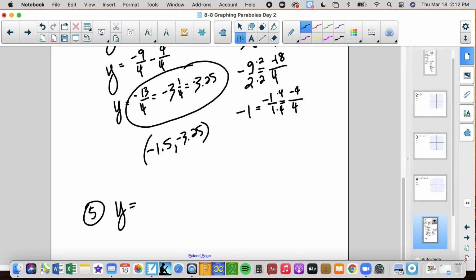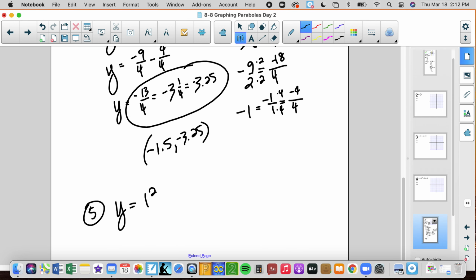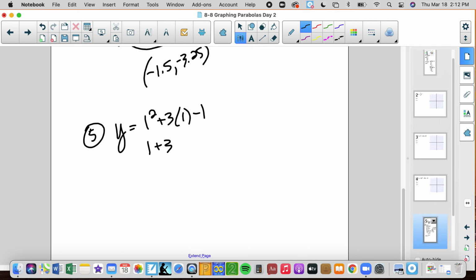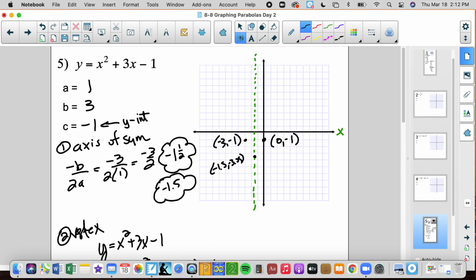That'll be easy. So 1 squared, what is it? Plus 3 times 1 minus 1. 1 squared is 1. 3 times 1 is 3. 1 plus 3 is 4, minus 1 is 3. So my coordinate is going to be 1, 3. Let's plot it on there. That is 2.5 away from the axis of symmetry. So if we move it 2.5 over, that gets me right here.